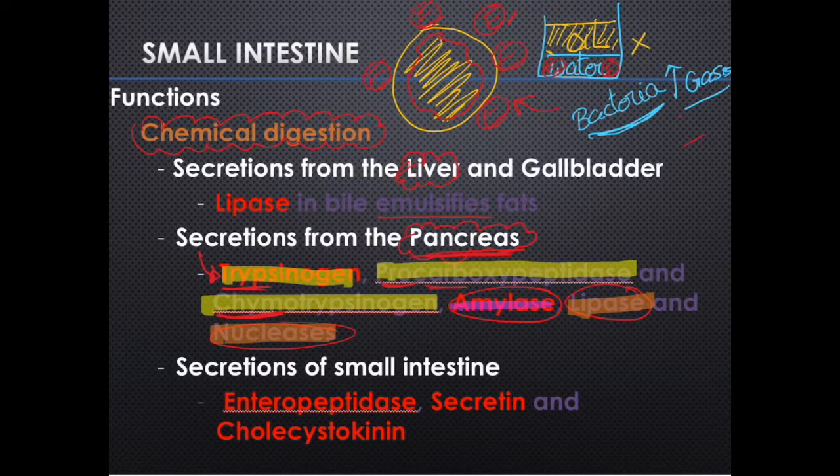Another factor that will help with the chemical digestion taking place in the small intestine is going to be the secretions from the small intestinal cells. Small intestinal cells, or what we call the brush border enzymes, those are like my enteropeptidases, secretin, and we are also going to be releasing some hormones like cholecystokinin.